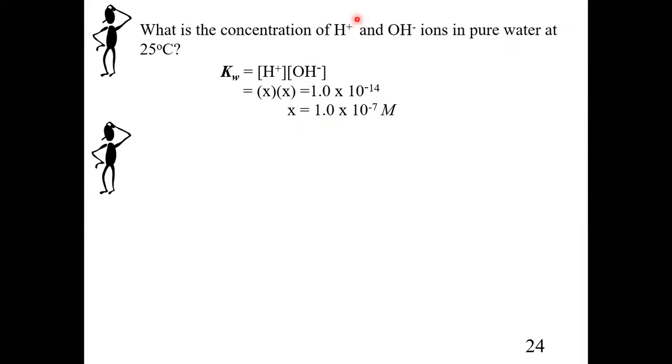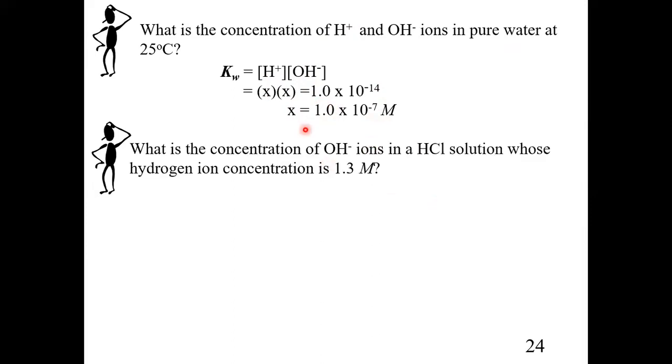So in pure water, the concentration of H plus and the concentration of OH minus are each 10 to the minus 7. However, they're not always like this. So let's look at the variance. What is the concentration of OH minus, for example, in an HCl solution whose hydrogen ion concentration is 1.3? We're going to talk about the HCl solution slightly later, but they're already telling you that the H plus concentration is 1.3.